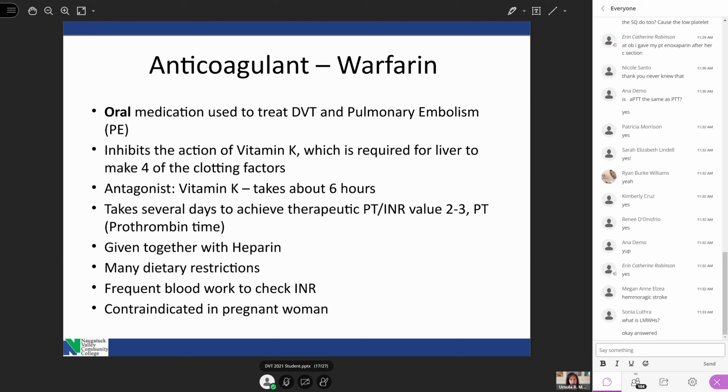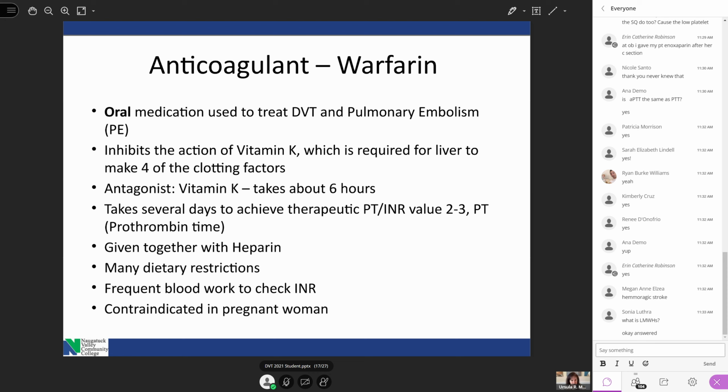Oral medication is used to treat DVT and PE. This is your warfarin. It inhibits the action of vitamin K, which is required for the liver to make those clotting factors. The antagonist is vitamin K. So if a patient comes in bleeding and they're on warfarin, we can give them vitamin K. It takes a little bit of time, about 6 hours, but it will work, and we can reverse the effects of the Coumadin, and they can now clot faster.